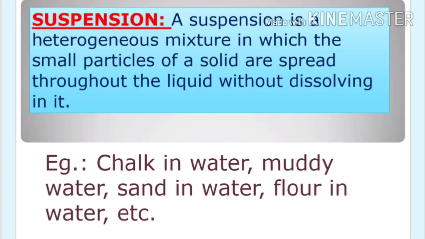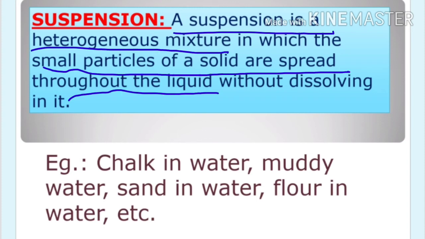Next topic is suspension. What is a suspension? A suspension is a heterogeneous mixture. Heterogeneous mixture क्या होता है? In which the solute is not uniformly divided या dissolved या mixed. Is that clear? Unevenly mixed होते हैं solute particles किसी भी solution में. Okay. So a suspension is a heterogeneous mixture in which the small particles of a solid are spread throughout the liquid without dissolving in it.